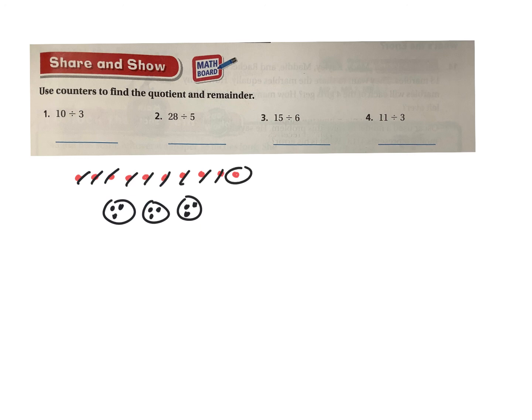1, 2, 3, 4, 5, 6, 7, 8, 9, and oh no, I can't give that to one of the people and not the other two. They'll get mad. So when I split 10 into three equal parts, everybody got 3, and there was a remainder, a leftover remainder of 1. That's how that looks. Let's look at another one.